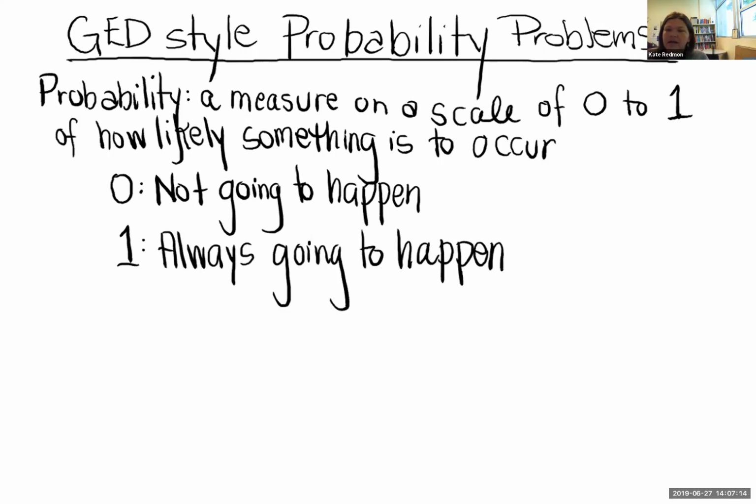So then I get students that get mad at me all the time because they're like, Kate, there are no numbers between 0 and 1. How can we use a scale of only 0 to 1? And I'm like, there's definitely numbers between 0 and 1.